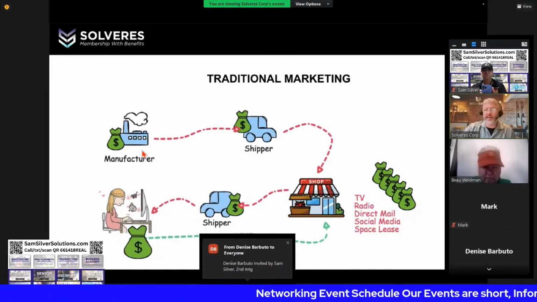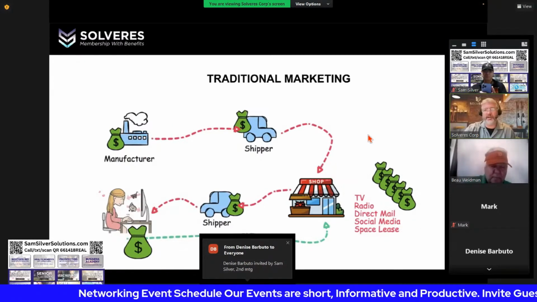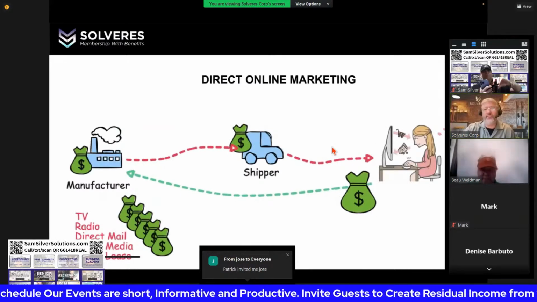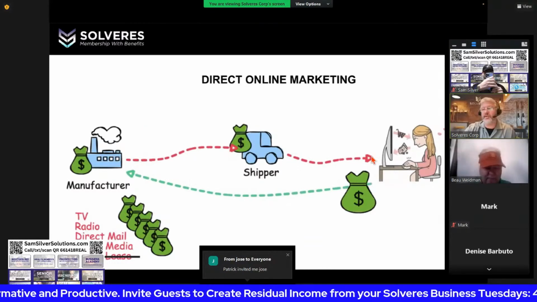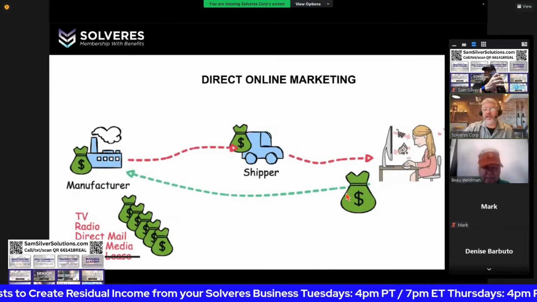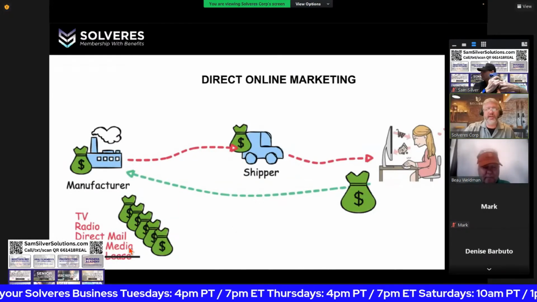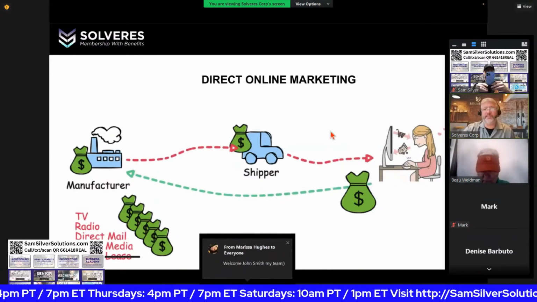Again, all these expenses still exist, especially the marketing expenses over here. Now, there's also direct marketing where the consumer can just purchase directly from the manufacturer. Manufacturer ships the product to the consumer. They save money where they don't have a retail space or a commercial location, but they still have all these advertising expenses in order to attract that customer to the product.